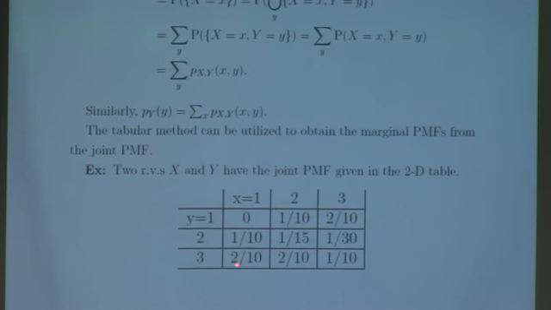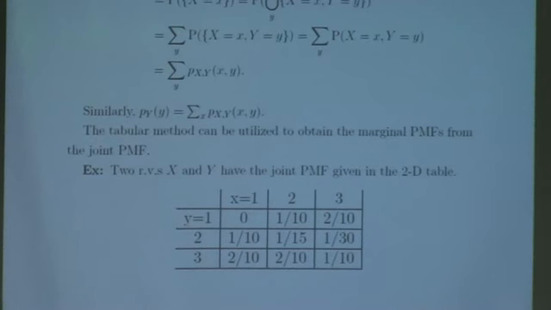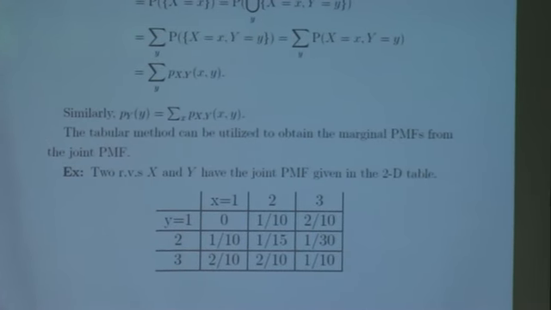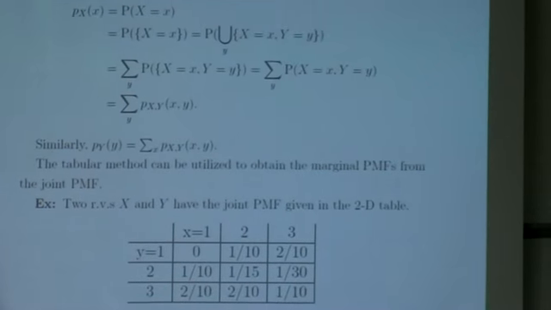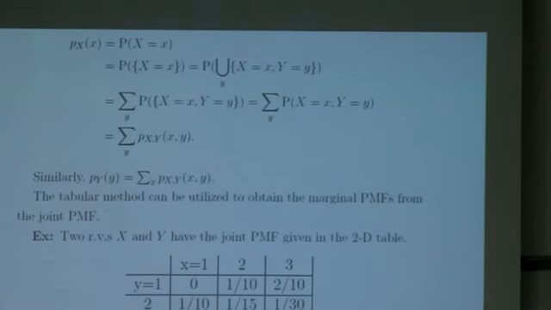X is 1 while Y is 3. X is 2 while Y is 3. These 3 together make up the only possible cases where X is less than Y. Sum their probabilities: 1 over 10 plus 2 over 10 plus 2 over 10. 5 over 10 is the probability that X is less than Y. So this is how we use the joint PMF to compute the probabilities of events such as X is less than Y.